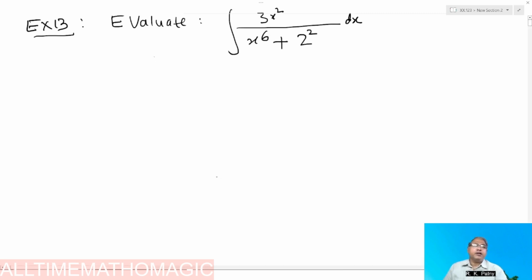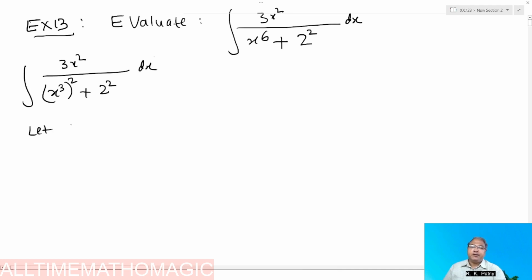Evaluate the integration of 3x square upon x raised to 6 plus 2 square with respect to x. Here we can modify the denominator a little, that is, x raised to 6 can be written as x cube whole square, plus 2 square, with respect to x. Let x cube equal t. Derivative of x cube with respect to x equals dt by dx, that is 3x square dx equals dt.